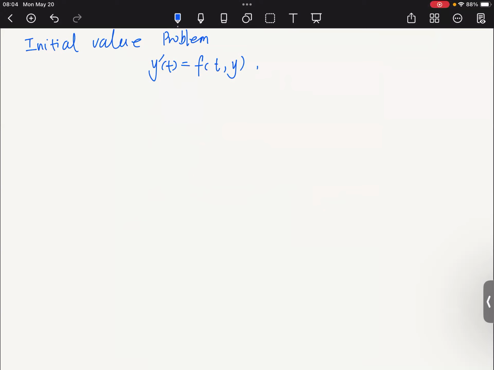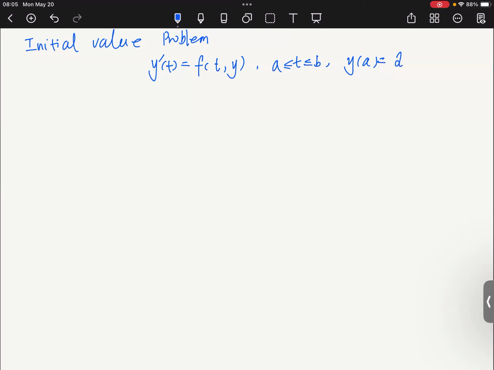The time variable t is in the interval a and b. So for the initial value, it means that we are evaluating at a, and it equals, for example, a value. I'm going to use a variable here. That is the alpha.